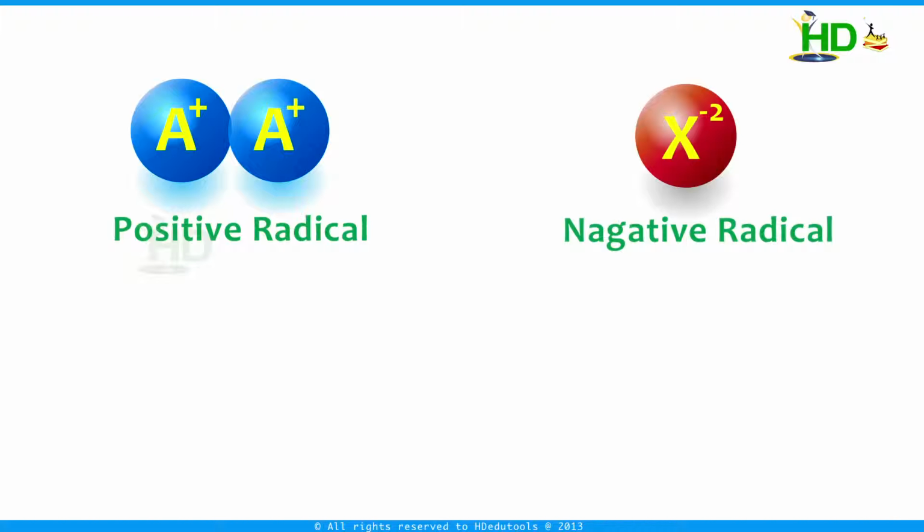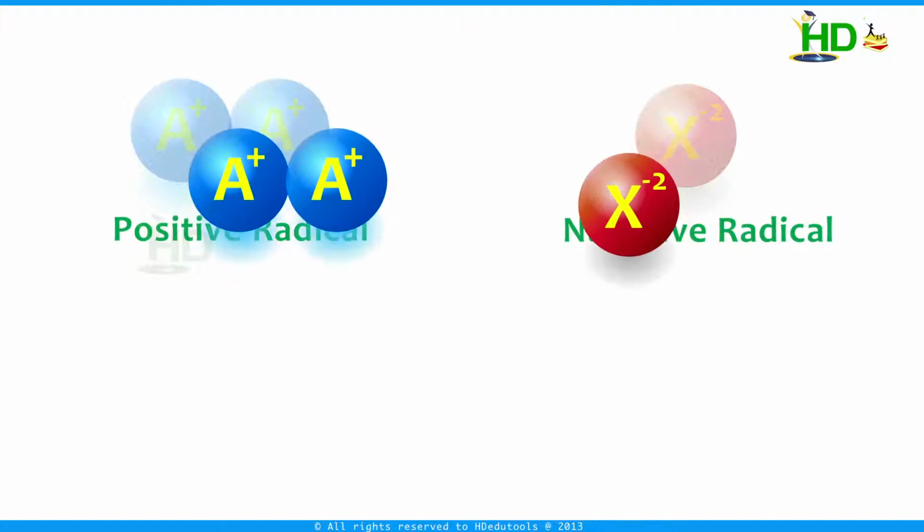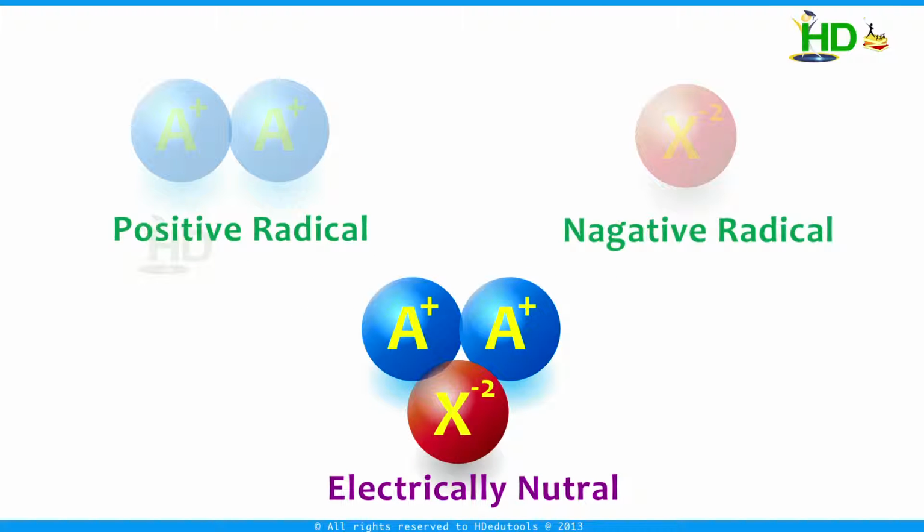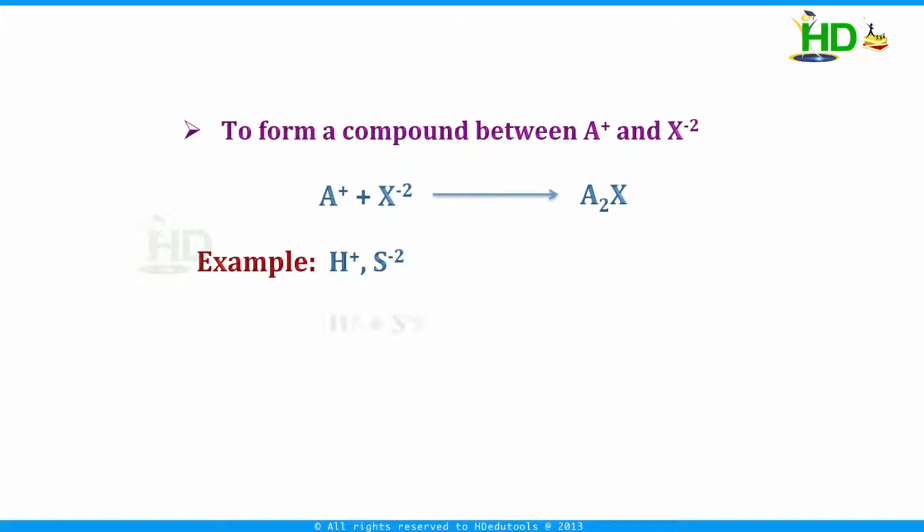Since its valence is minus 2, two A atoms should combine with X to get a neutral compound. Therefore, the compound formed is A2X. Suppose we take H plus and S minus 2. With these two, the molecular formula is H2S. What is this? Hydrogen sulfide.